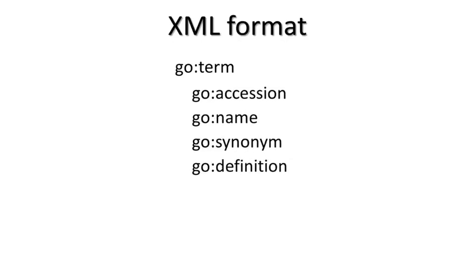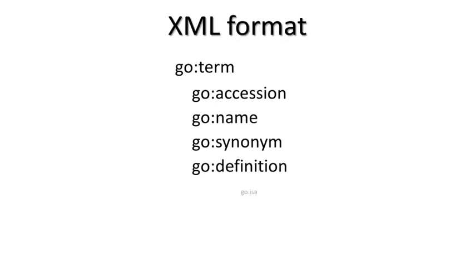Another popular format for storing ontology is the XML format. The XML format is used not just in bioinformatics, but also in many other disciplines. It's a commonly used data storage structure. Each concept in the gene ontology is called a GO term. A term has an accession number, which is like the ID in the OBO format. The term has a name, synonyms, and a definition, just like in the OBO format.